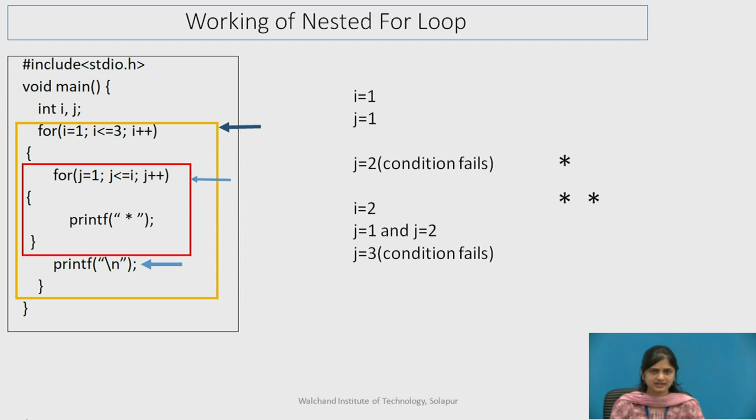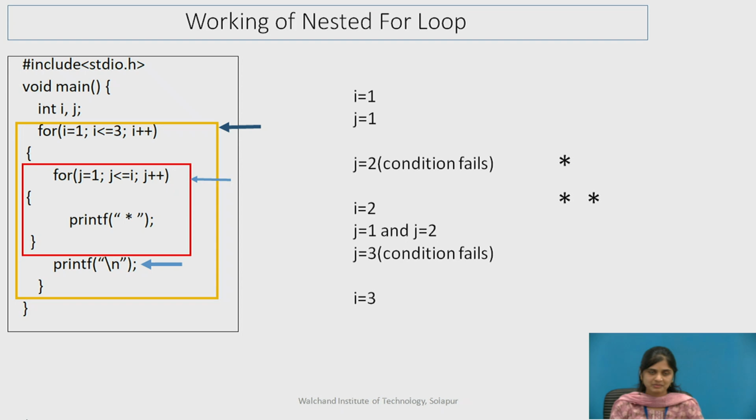Next, j will become 3, the condition fails as i is still 2 and 3 is not less than or equal to 2. So we'll come out of the inner for loop and we are having \n. So again the flow will go to the third row, that is the new line. At the new line, now again it will go to the increment of the outer for loop. Now the value of i will again increment by 1, so we will have i equal to 3. As 3 is less than or equal to 3, the condition is true.